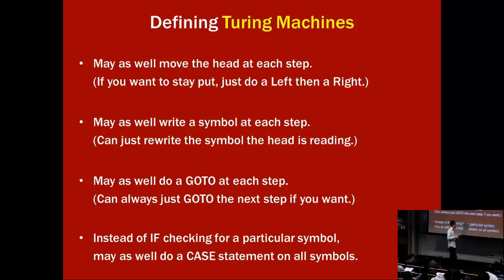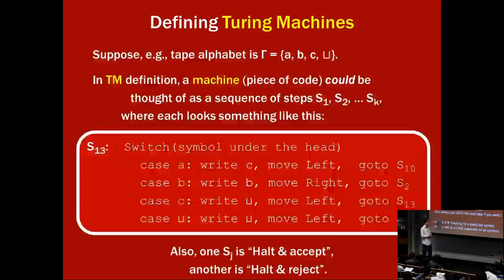And this one actually makes it a little bit more complicated, but really he was again trying to get everything down to one kind of instruction. So he said, instead of having a separate if for each possible symbol that the head could be reading, you could just have a big switch statement or a case statement where you do a different thing depending on all the possible symbols that could be underneath the head.